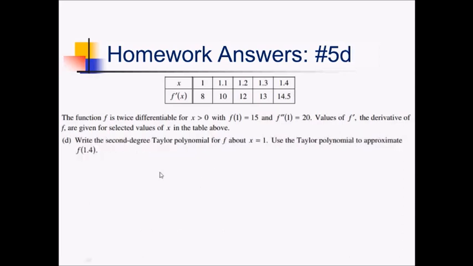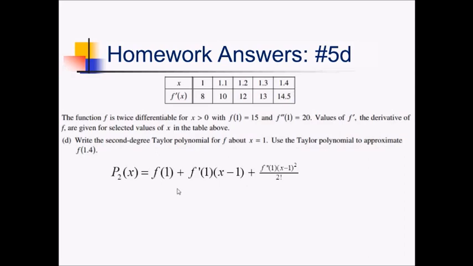So for this last part of the problem, we've already approximated f of 1.4 with Euler's. We've used the fundamental theorem with MRAM, and we've also used a tangent line approximation. Now we're going to use a second-degree Taylor polynomial to do this one more time. So to write that out, I need f of 1, which they gave us was 15, but let me just write out the general formula. So we're going to have f of 1 plus f prime of 1 times x minus 1, since we're centering this around x equals 1. And then we're going to have f double prime of 1 times x minus 1 squared all over 2 factorial.